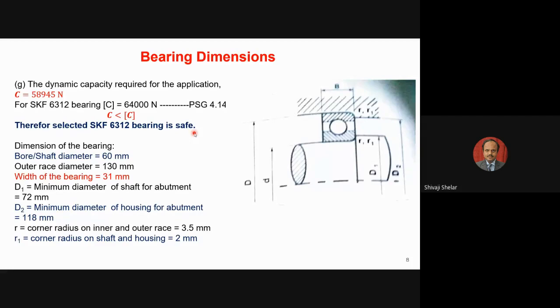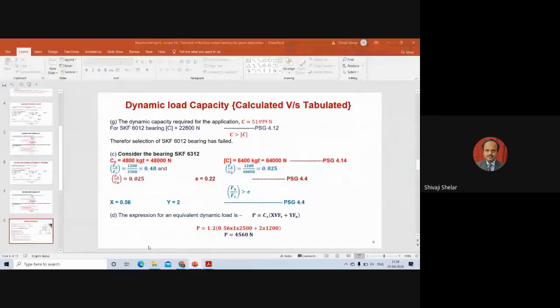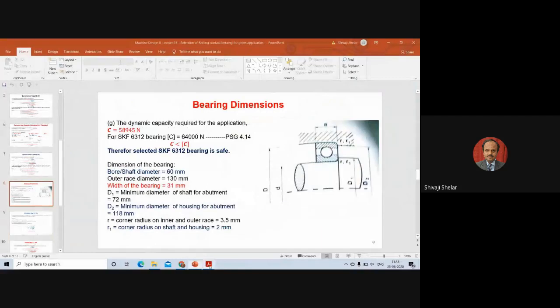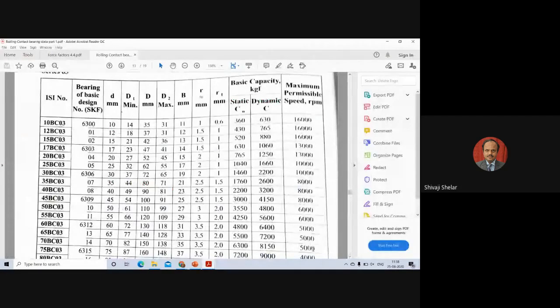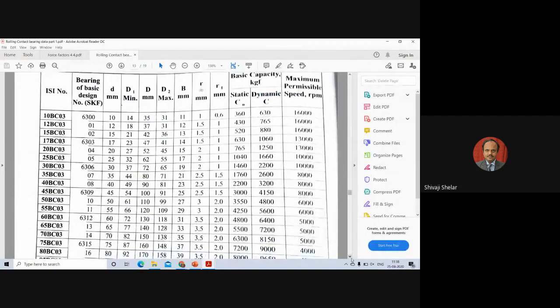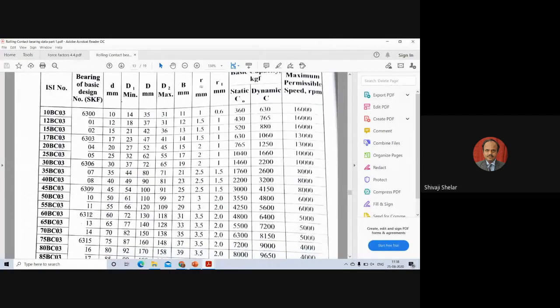Now that your selected bearing is safe, you can write down the bearing data. We have to write down the bearing data from the bearing table, where table data is available. I am showing the table values here. You can refer to this table, the 6312 table. I will take it up so you can understand. Okay, ready. So this is your 6312 table, SKF bearing designation.